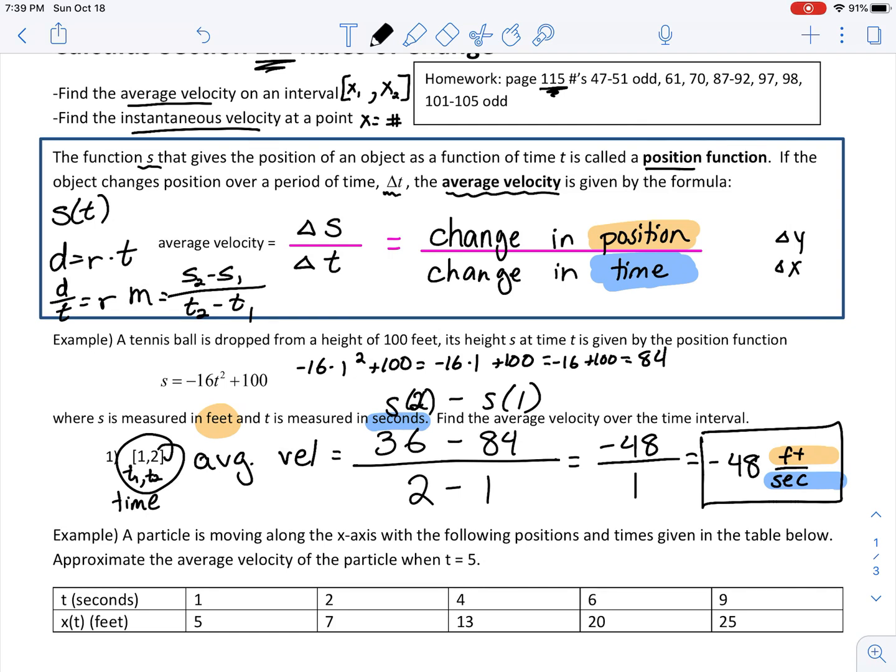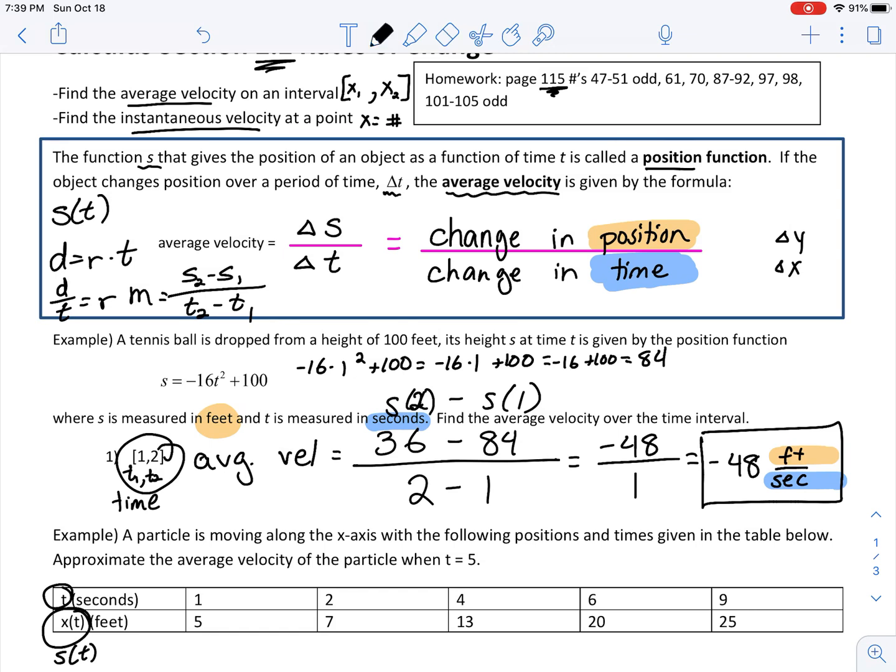Next example. This time, we are given a table. The table is telling us t and x of t. Now, this one really annoys me. We talked about s being position. Sometimes they make x of t your position function. It's kind of frustrating, but it is the same thing as s of t, position.